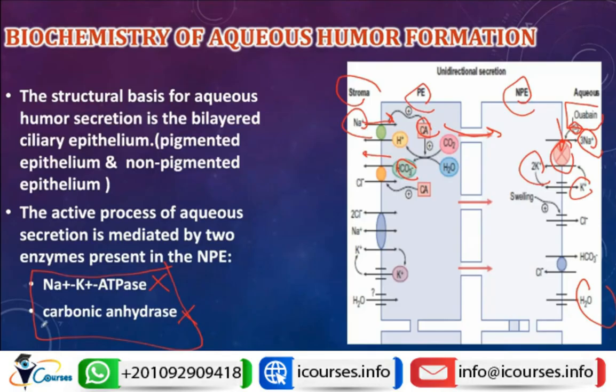That's why we use the carbonic anhydrase inhibitors as anti-glaucomatous drugs, because they will block the carbonic anhydrase, so they will block the aqueous formation, leading to decreased aqueous formation and decreased intraocular pressure.